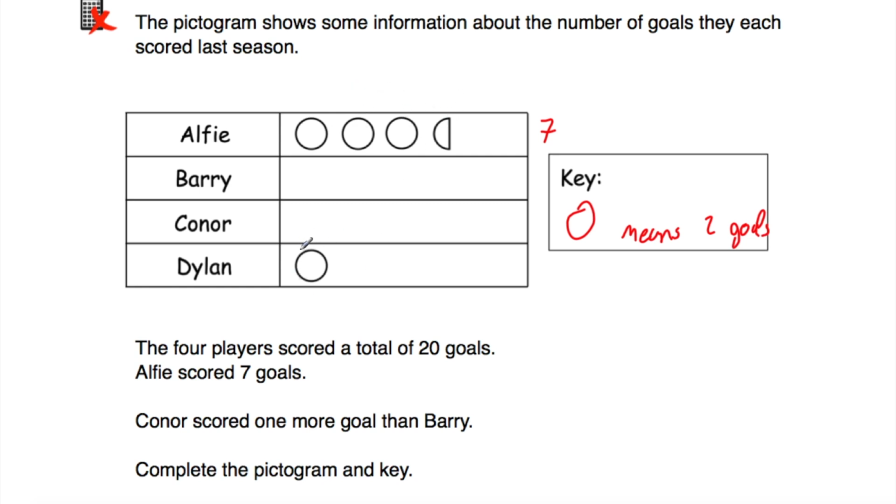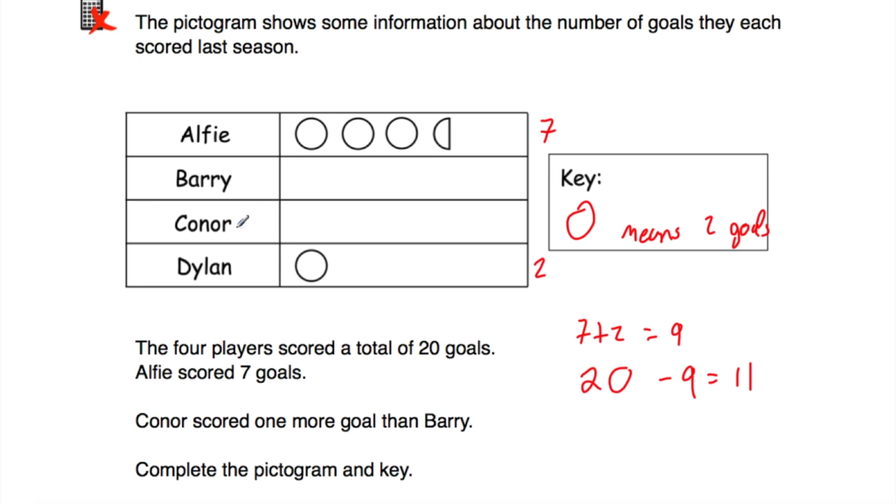Now if we have a look at Dylan, he's got 1 circle, so that's going to be 2 goals because each circle means 2 goals. So that's now 7 plus 2 is equal to 9 goals. So altogether, Alfie and Dylan between them have scored 9 goals. Now we're told that the 4 players scored a total of 20 goals. So if we take the 9 away from 20, that's equal to 11. So that means that Barry and Connor scored altogether 11 goals.